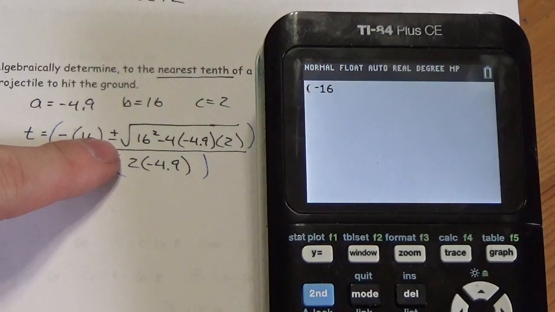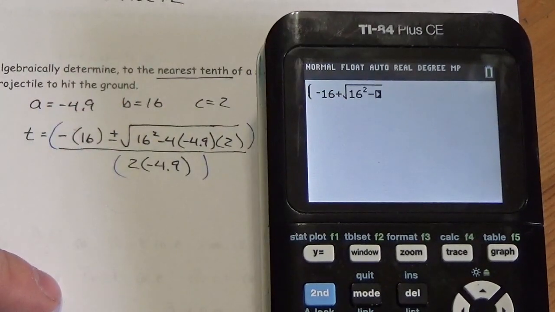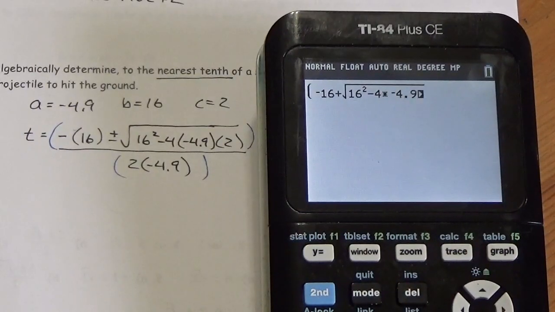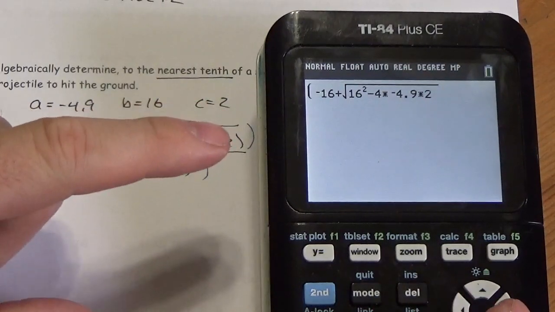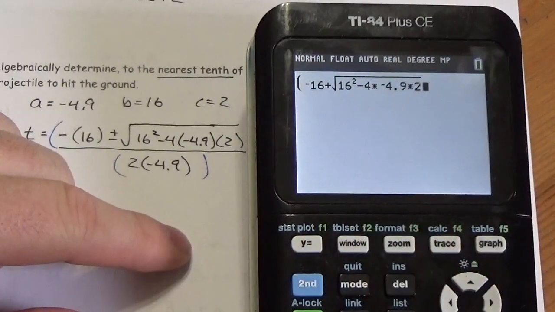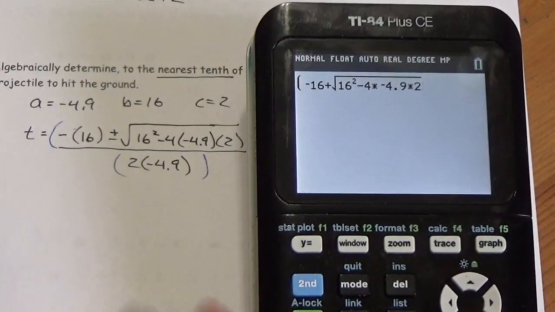I will start with the addition, so plus the square root. And here, I don't need to worry about a sign error because this is positive 16. And I know that when I square a positive, I'm going to get a positive, so there's no problem with that. Minus 4 times negative 4.9. I want to make sure that I'm using the right symbol for the negative there, not subtraction. Multiplied by 2. And now it's a very little thing, but you need to make sure that you use your arrow key to get out from underneath the square root. Because if you don't, then the calculator thinks that everything else that you type from this point on is still under the square root.